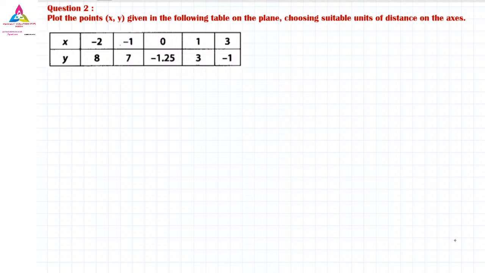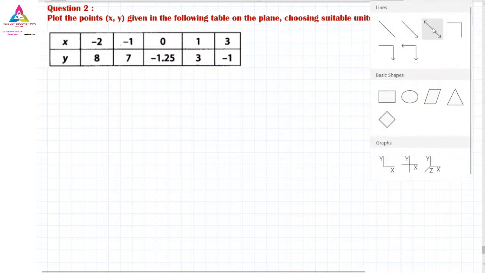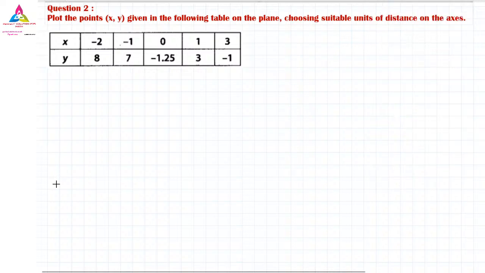You have to take x and y as a plane, take a suitable distance, and draw these points in a graph. So let me draw the graph now. Very importantly, one thing we have to consider here: the y value maximum is 8 and minimum is minus 1.25. The x value maximum is 3 and minimum is minus 2. Remember that. According to that you have to draw the graph.